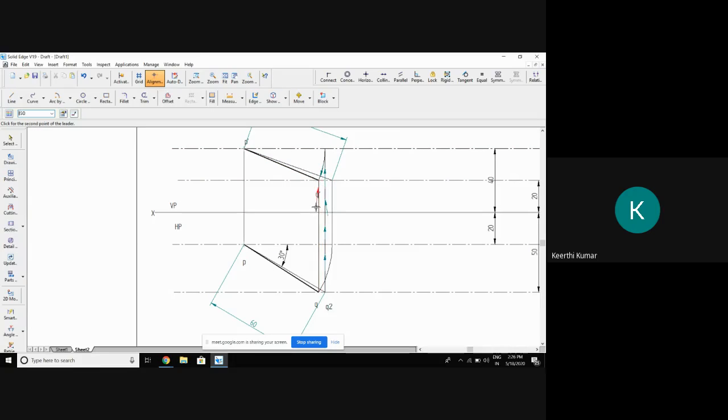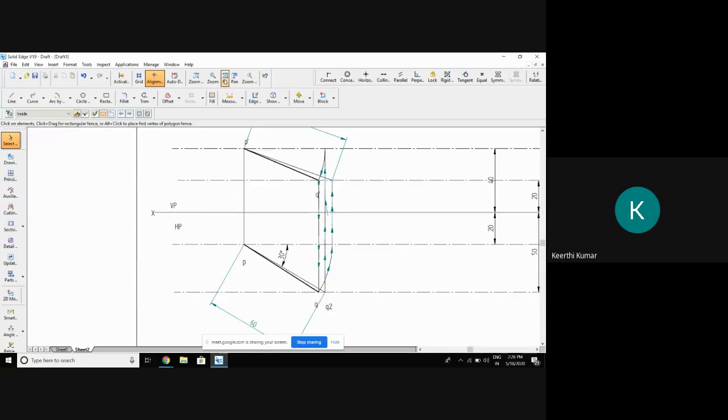After this, I have drawn the end projector. Once the end projector is drawn, I got this point. Then I went for this arrow mark. I got this line. That's all. If you follow the arrow marks, it will be easily understood.